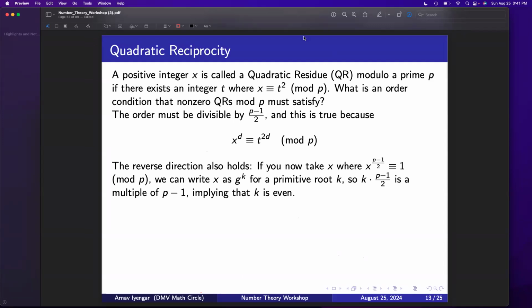This is the same idea which I talked about, how primitive roots are really important. So if you have x to the p minus 1 over 2 is 1 mod p, you can write x as g to the power k, and what happens is the exponent of g is going to become k times p minus 1 over 2. But for this to be 1 mod p, it has to be a multiple of p minus 1. So then k is even, and therefore x is a perfect square. I mean, perfect square mod p.